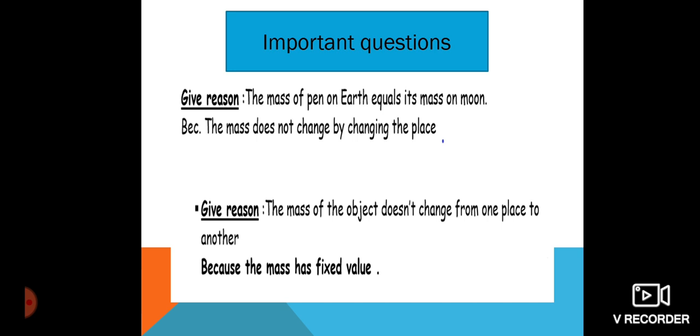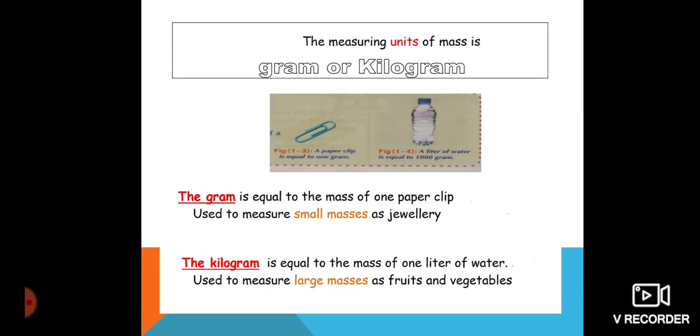Important questions. Give reason. The mass of an object doesn't change from one place to another, because the mass has a fixed value. The measuring units of mass are gram or kilogram.